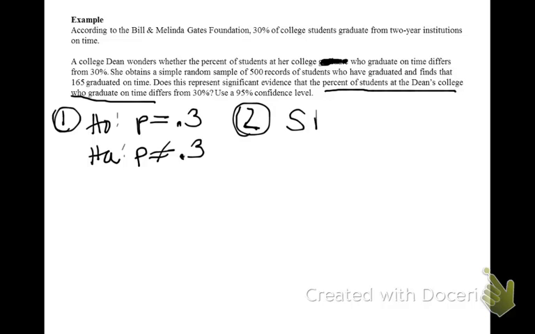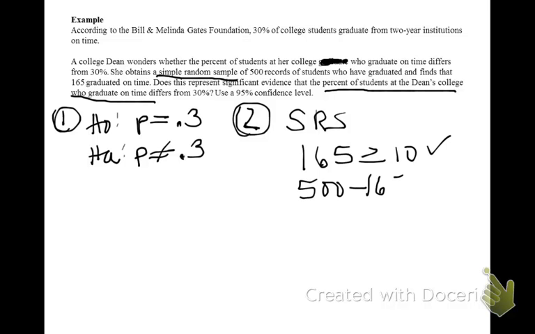We need simple random sampling, and it says that she obtained a simple random sample of 500 records. We also need 10 or more successes. We see that out of these 500, 165 students graduated on time. And if there's 500 students total that were sampled, and we take out these 165 who graduated on time, that leaves less than 400 students who didn't graduate on time. This number is also greater than 10. Now that we know that our testing assumptions have been met, we can form the confidence interval.